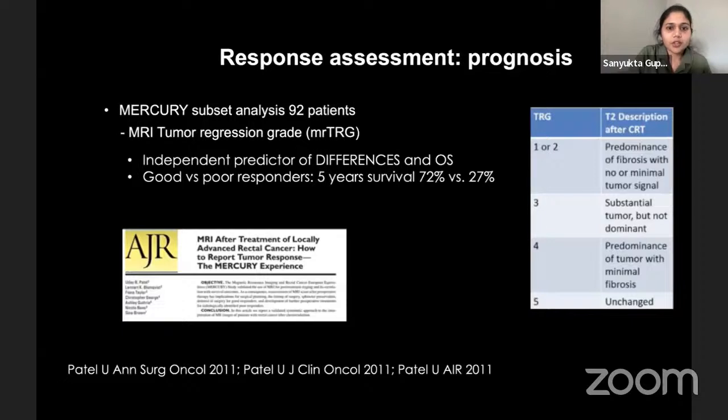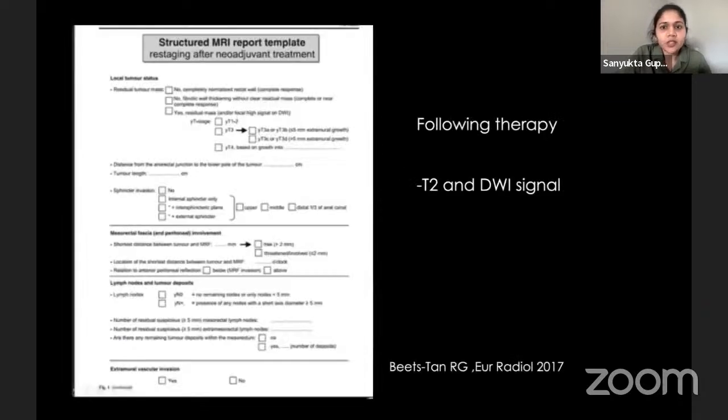So this was a Mercury trial initially and indicated a good MRI tumor regression grade. The tumor regression grade 1 or 2 with the predominance of fibrosis, 3 with substantial tumor still, 4 with the predominance of tumor, and 5 was like no change was found in the tumor. So following therapy, we have another report template which states the YT stage and the YN stage, how much the tumor has regressed, and what are the T2 and diffusion signal. So based on the T2 and diffusion signal, we judge.